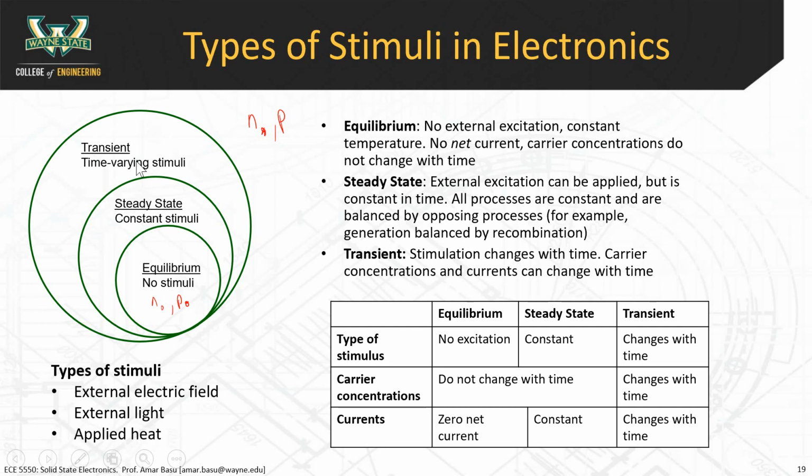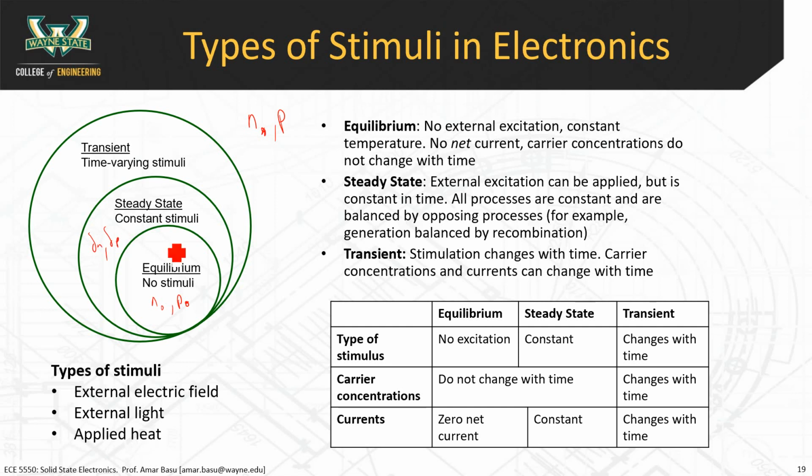And then in the third case, the most general case, you have a time-varying stimulus. That's the transient case. Let me put down some notation here that we'll go over again later. We're going to have something called sigma n, sigma p. Sigma n and sigma p are excess electrons and excess holes that are generated by the stimulus.